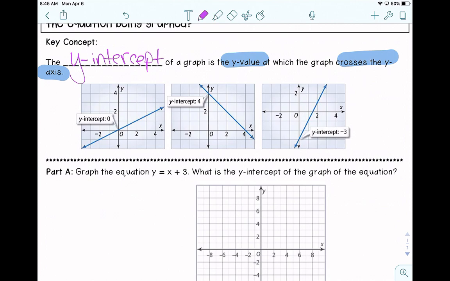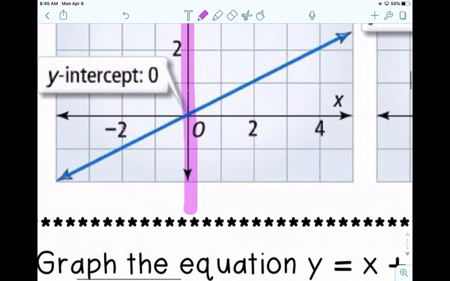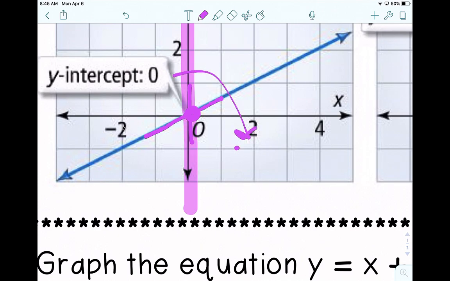So when we're looking at these three graphs pictured here, on this first one, our y-intercept is where it crosses the y-axis. The y-axis is the line that goes straight up and down. If I highlight here, this is the y-intercept, straight up and down. I am looking at where the blue line and the pink line intersect. Where does it cross? It crosses at 0. So my y-intercept is 0, the point (0, 0).